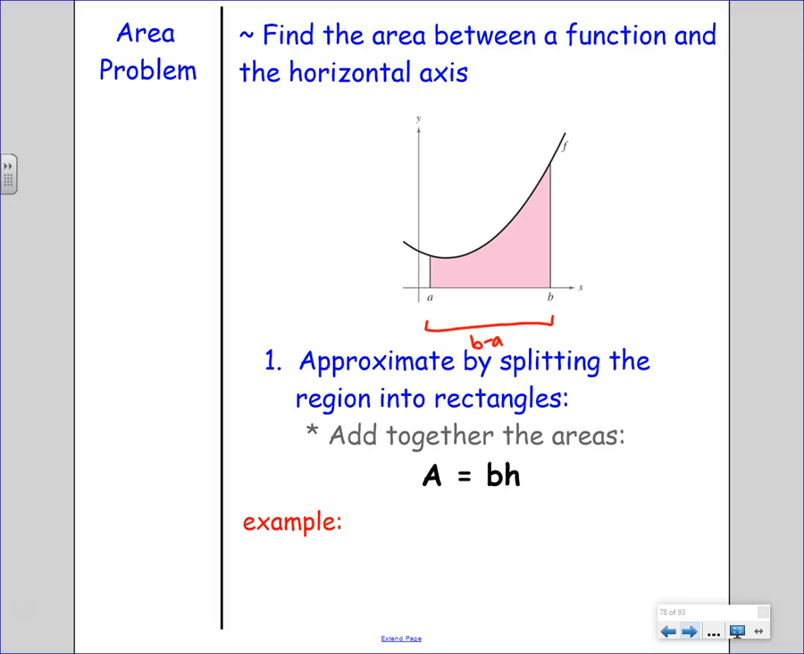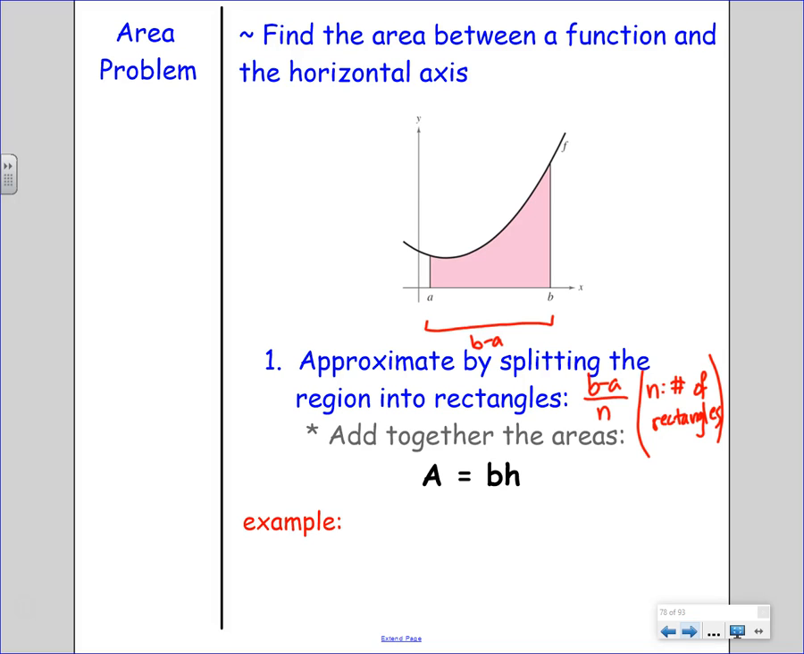To split that region up, we're going to take B minus A and divide it by n, n being the number of rectangles that you're trying to fit in. So if you're trying to fit in 4 rectangles, you cut that distance into 4. If you're trying to fit in 10 rectangles, cut that distance into 10. So n denotes how much we're sectioning, or partitioning, which is a snazzy math term for it. It's how many subintervals we're partitioning the interval into.